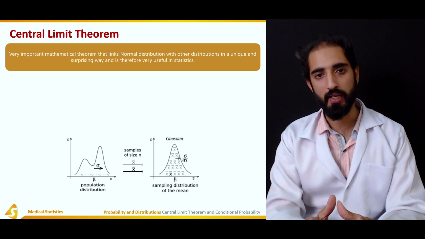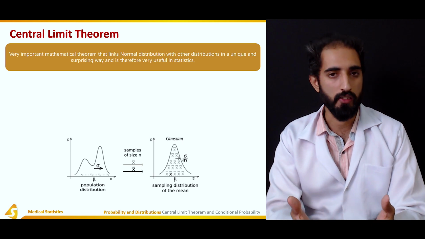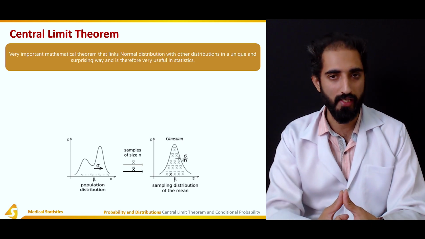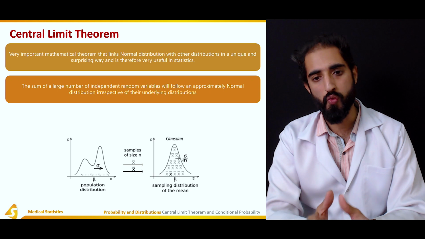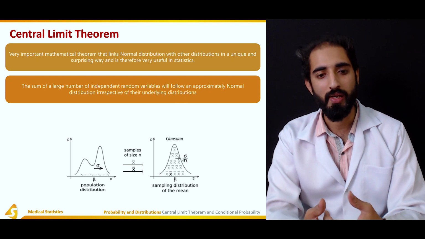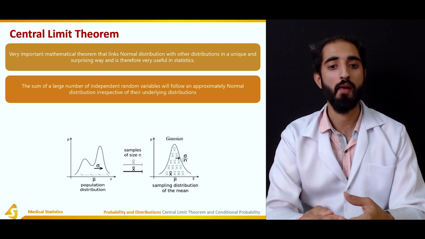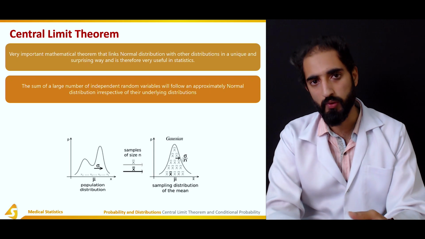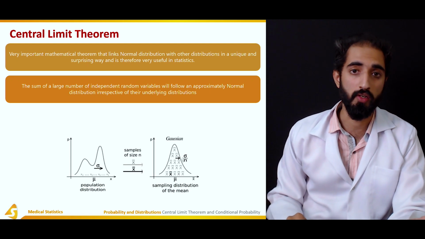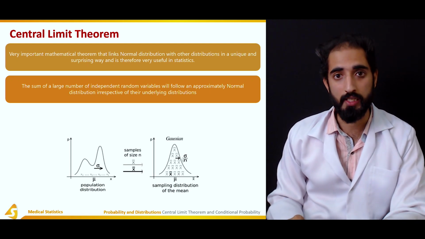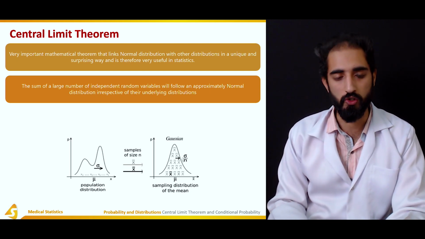It is a very important mathematical theorem and expression that links normal distribution with other distributions in a unique and surprising way, and is therefore very useful in statistics and medical research as well. The sum of a large number of independent random variables will follow an approximately normal distribution irrespective of their underlying distributions, if we have a very large sample. So increasing the sample size can actually move us towards normally distributed data, and we sometimes also do that in our research when we want to do a parametric analysis on normally distributed data.